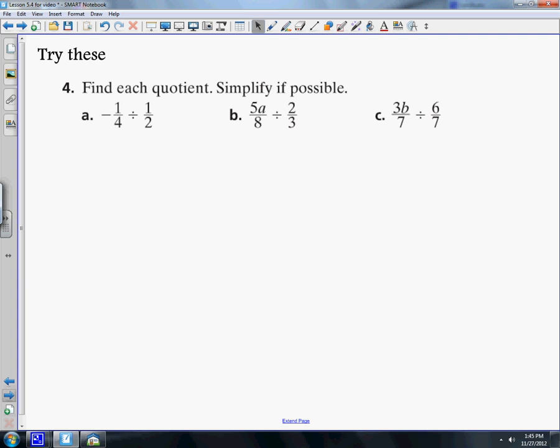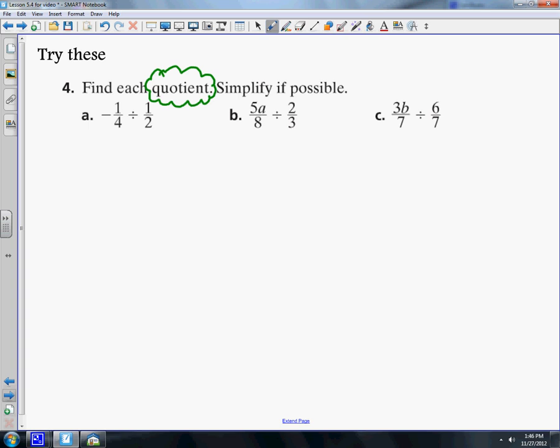All right, so try these. Find each quotient and simplify if possible. So remember, a quotient is a division problem. So push pause, try these, and then we'll correct.